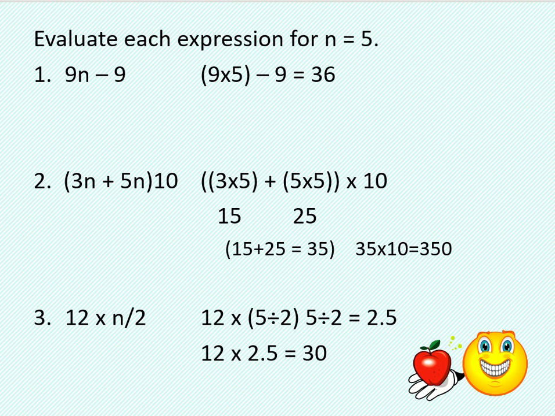So this was just a quick little lesson on using algebraic expressions and just a little bit of a refresher on using order of operations. Hope you have a great day.